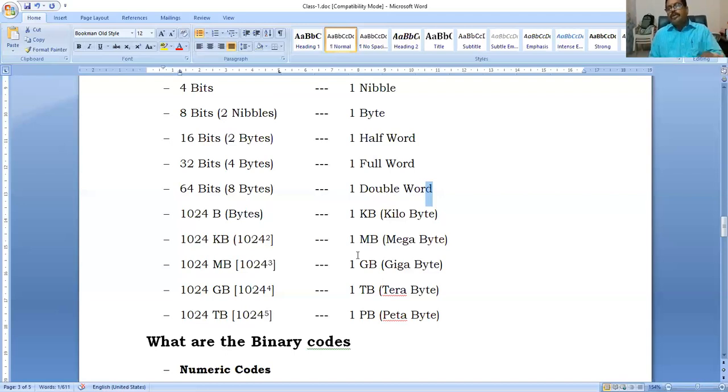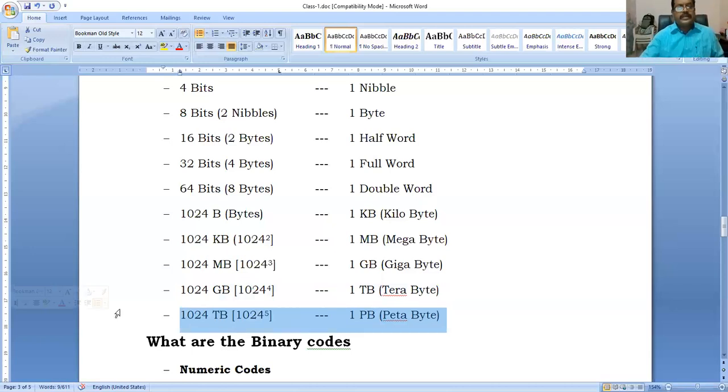But whereas in computer terminology, 1024 is considered as 1 kilo. Why is it 1024? We will see in the next videos. But for now, simply assume that 1024 bytes is 1 kilobyte, and 1024 kilobytes is 1 megabyte. And 1024 megabytes is 1 gigabyte, and 1024 gigabytes is 1 terabyte. And 1024 terabytes is 1 petabyte. These are all the measuring units.